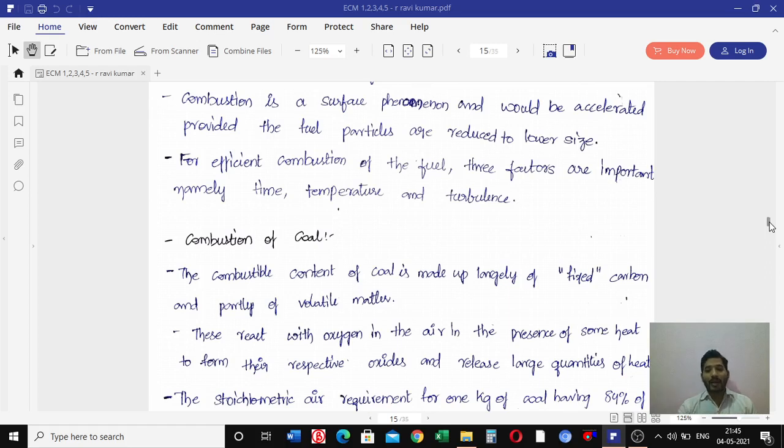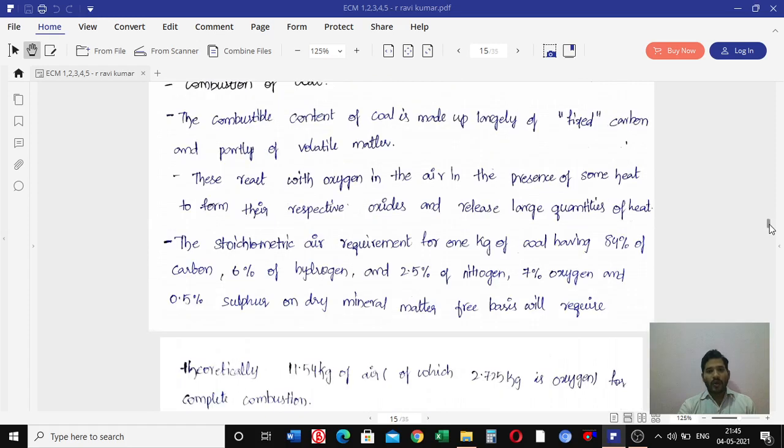And the third topic is combustion of coal. Coal is made of fixed carbon and partial volatile matter. In the combustion of coal, these react with oxygen in the air in the presence of some heat to form their respective oxides and release a large quantity of heat.